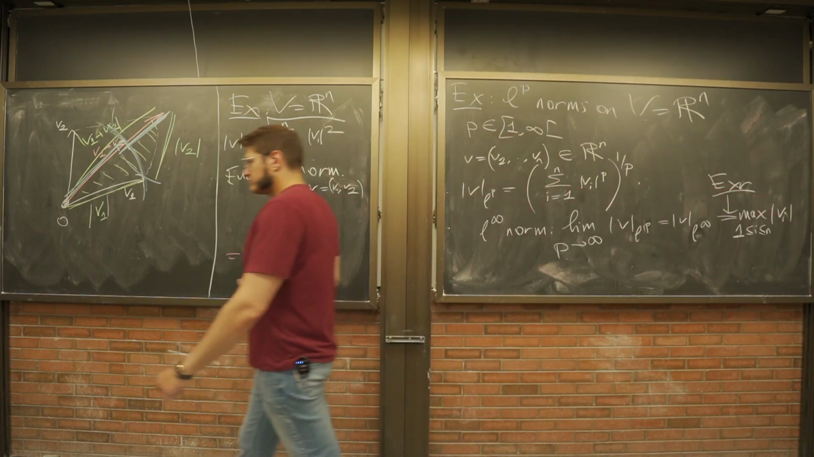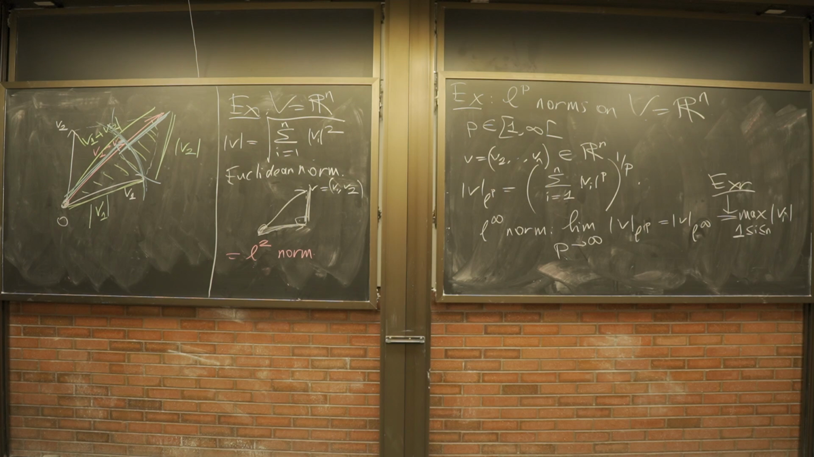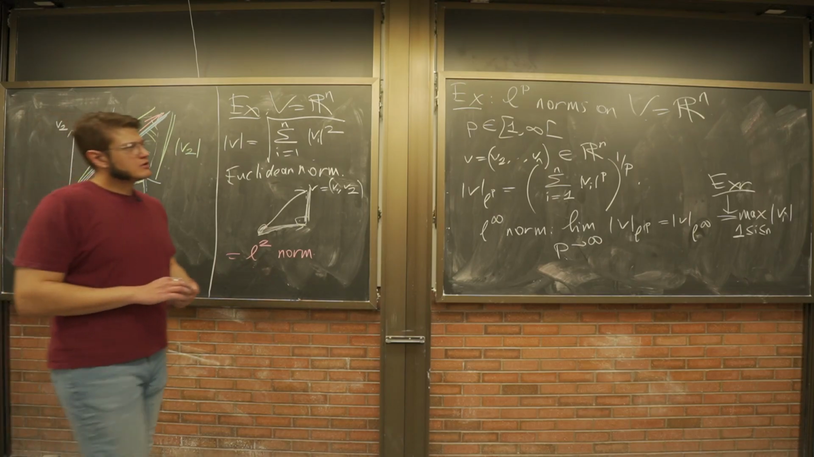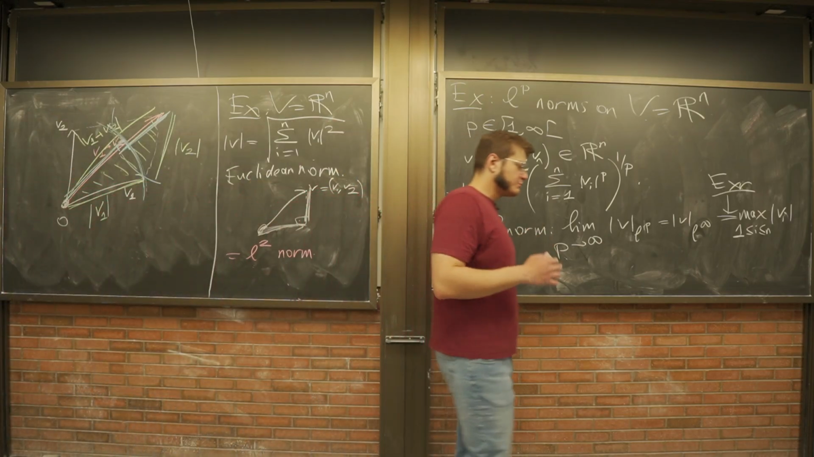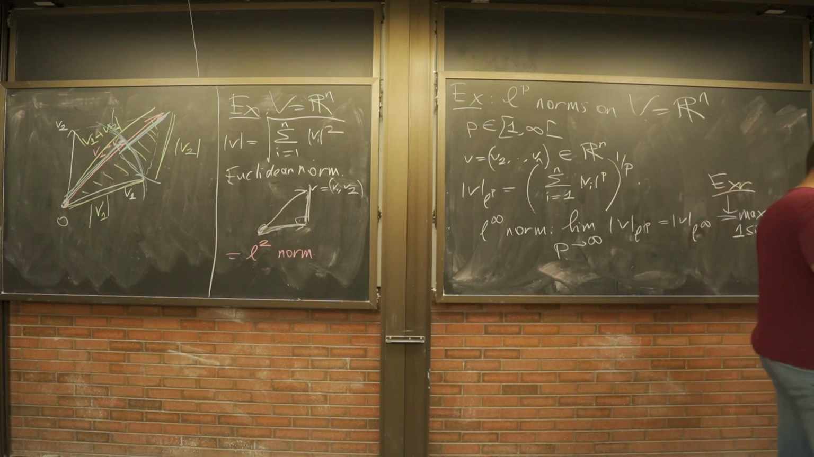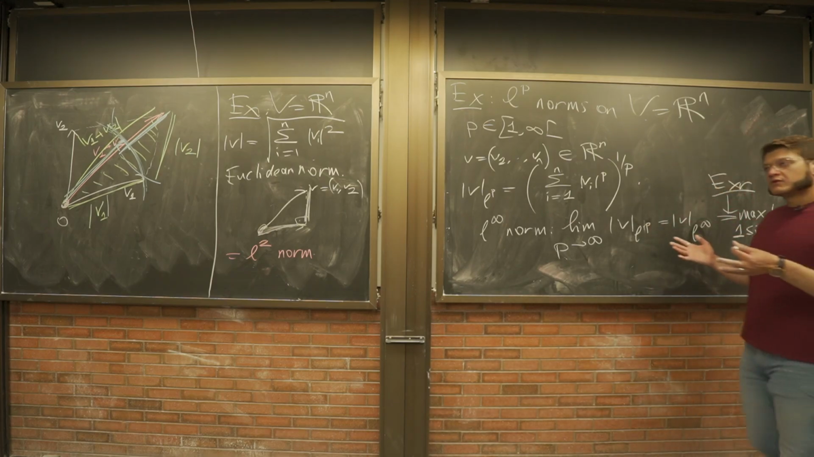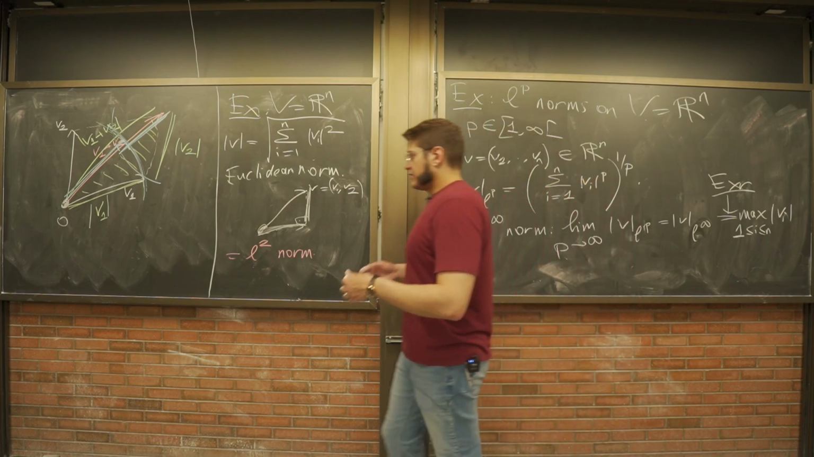I'm going to say more about these examples next time. But before we conclude for today, one of the things that we're going to be interested in, that's going to be very useful, is the case when the vector space you're looking at is a vector space of linear transformations. So a space of matrices.